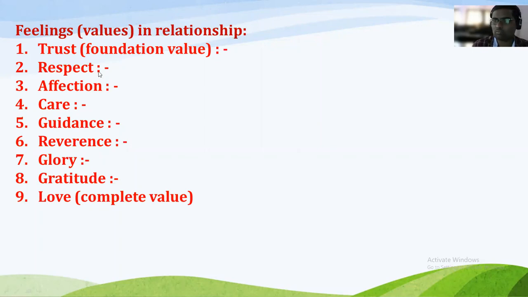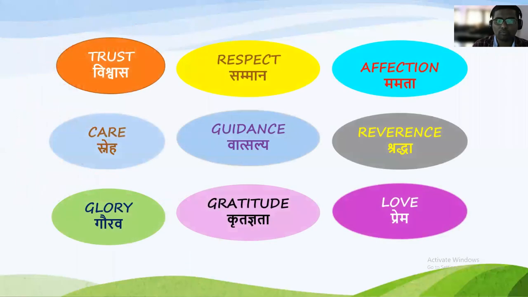Number 2, respect, मान, सम्मान. Number 3, affection. Number 4, care. 5, guidance. 6, reverence. 7, glory. Number 8, gratitude. And number 9, love. We call it the complete value. So as I already said, the total 9 values are there in the relationship. And when we want to fulfill these values, before fulfilling the values, we must understand what kind of values are there in a relationship. So you can see that number 1 is trust, ज्याला आपण विश्वास म्हणतो. Number 2 is respect, सम्मान.